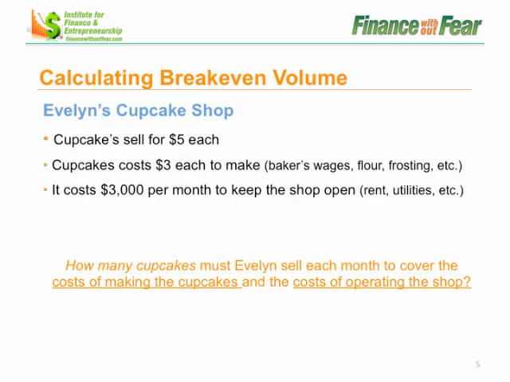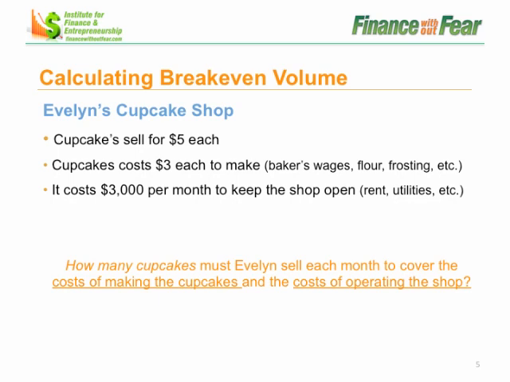So let's take a quick look at Evelyn's Cupcake Shop. Evelyn sells her cupcakes at $5 each. The cupcakes cost $3 to make. The baker's wages, flour, frosting, etc. that goes into those cupcakes costs a total of $3 per cupcake. She spends $3,000 per month to keep the shop open, to rent, utilities, any loans she has, etc. The question for break-even volume is how many cupcakes must Evelyn sell each month to cover the cost of making the cupcakes and the cost of opening the shop.